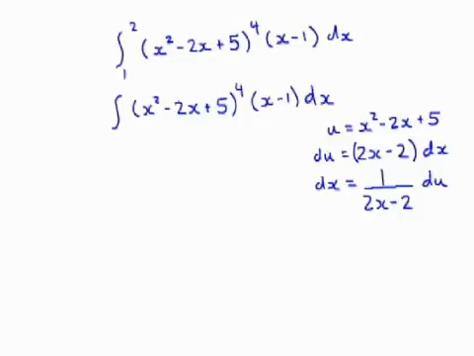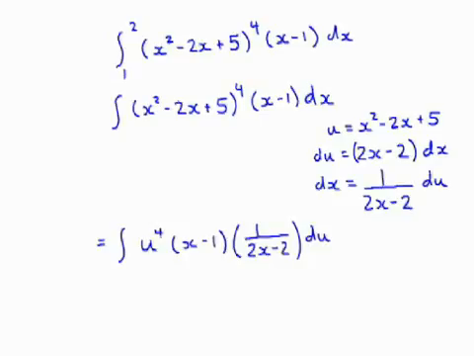So let's return to our indefinite integral. And so we have the integral of, instead of having the (x squared minus 2x plus 5) raised to the 4, I'll now have just u raised to the 4, times (x minus 1) times 1 divided by (2x minus 2) du.